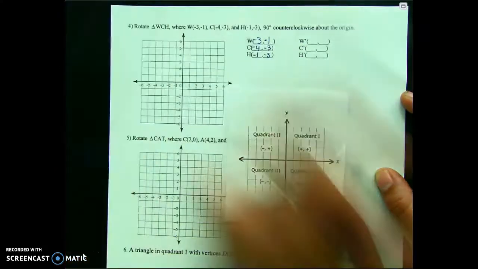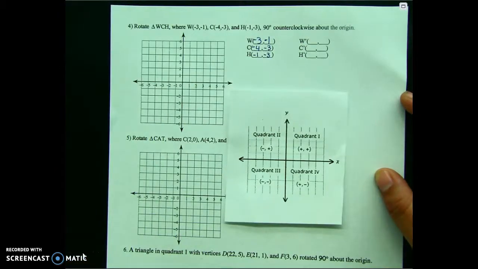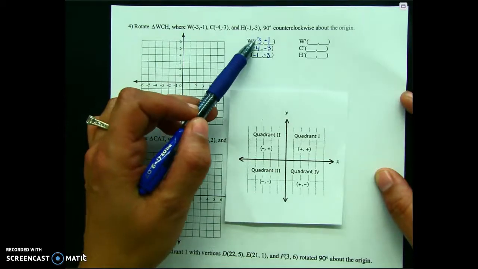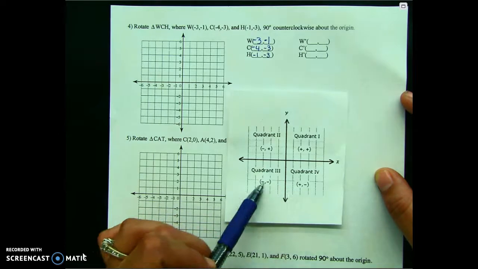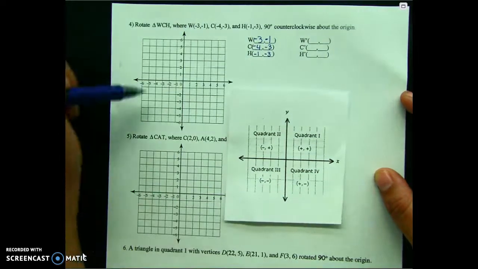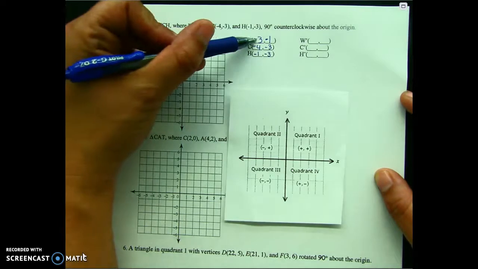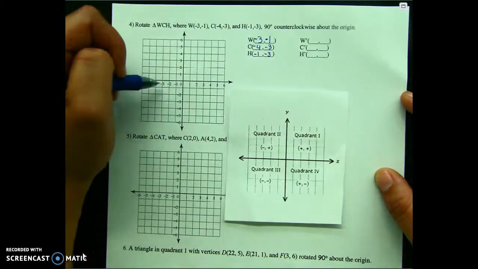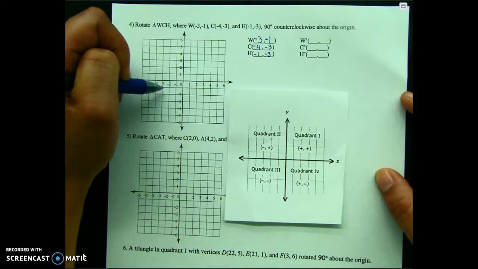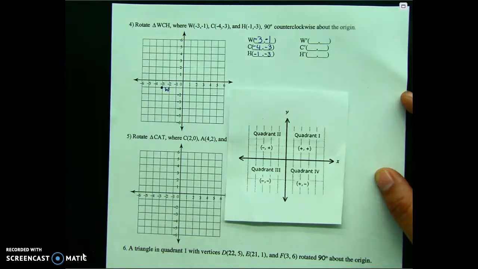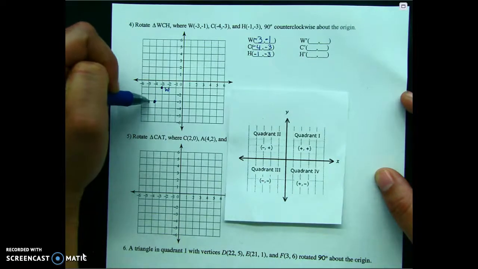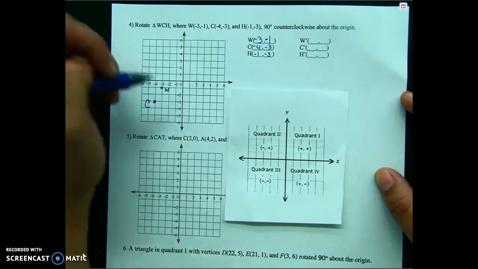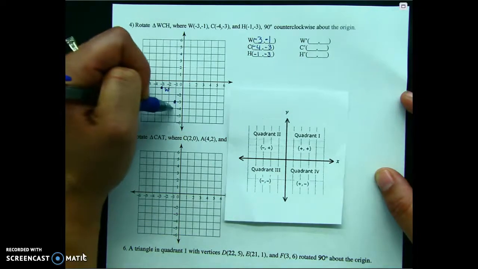There are two ways to know what quadrant your original shape is. I see that my x and y are both negative. I'm going to look at what quadrant is both negative, and here we're in quadrant 3. We'll see if that's right by plotting. (-3, -1). That is my original shape, so it stays just without the prime. (-4, -3), that's my C. And (-1, -3), that's my H.